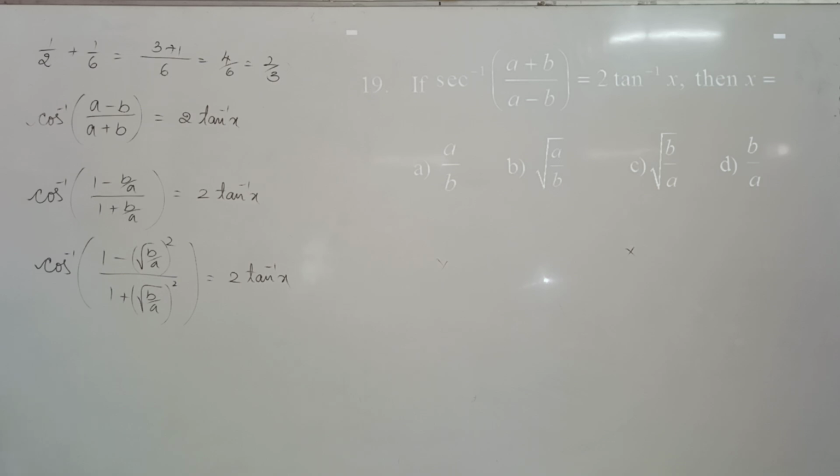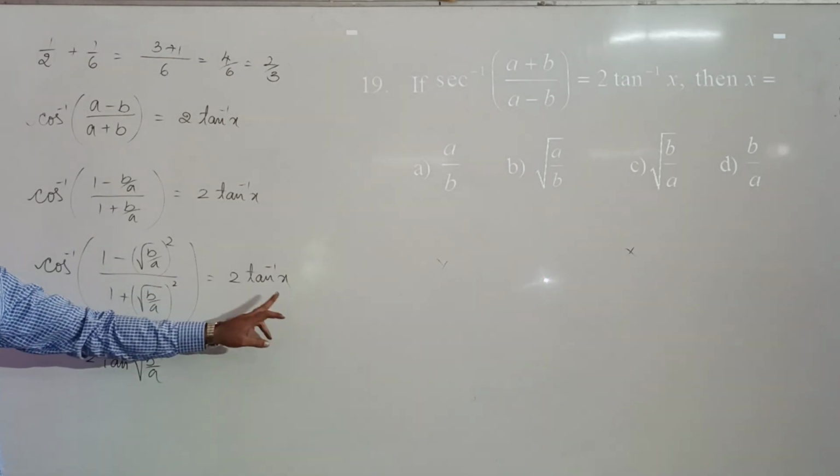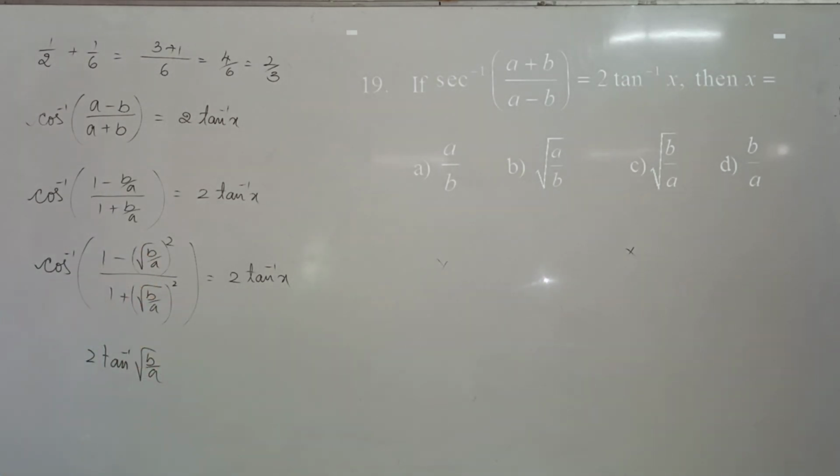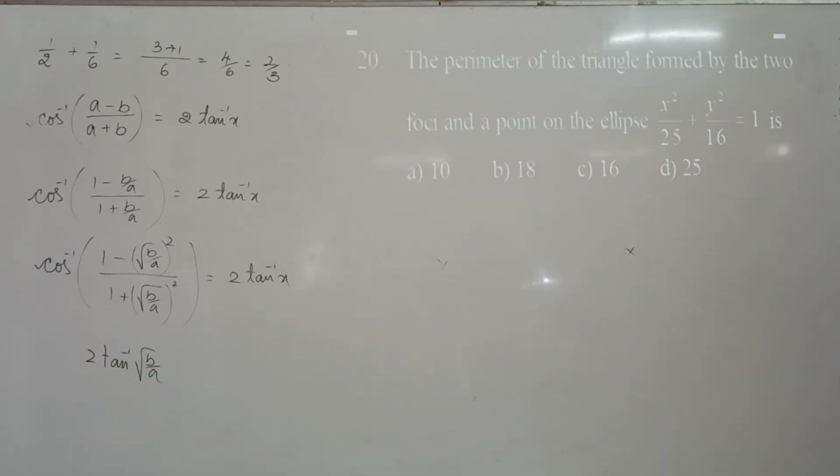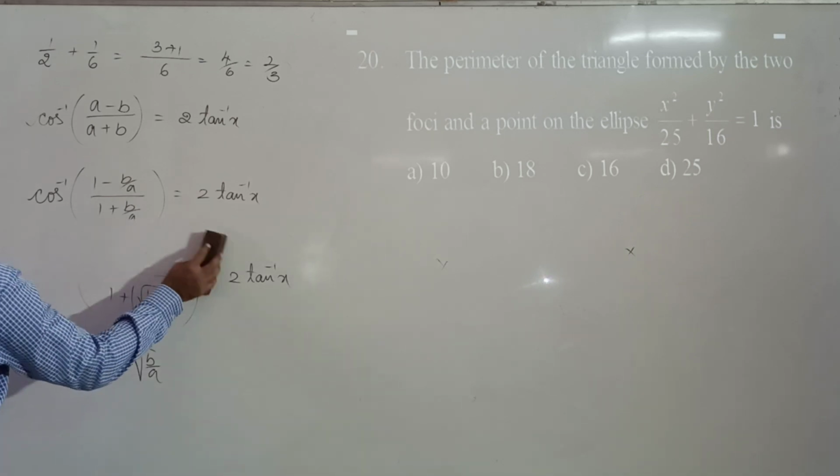This is nothing but cos inverse of 1 minus x square by 1 plus x square, which is equal to 2 tan inverse x. So you get 2 tan inverse root of b by a. On RHS we have 2 tan inverse x. So x is equal to root of b by a. Option C. Then go to question number 20.